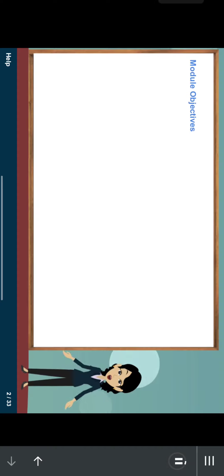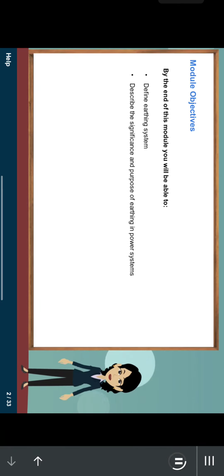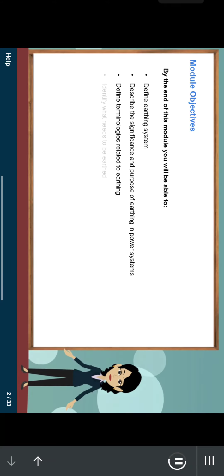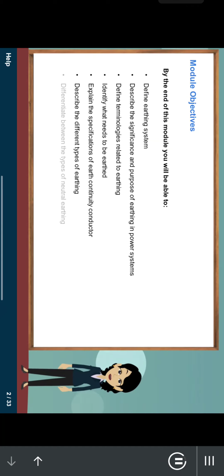Take a look at the objectives of this module. By the end of this module, you will be able to define earthing system, describe the significance and purpose of earthing in power systems, define terminologies related to earthing, identify what needs to be earthed, explain the specifications of earth continuity conductor, describe the different types of earthing, and differentiate between the types of neutral earthing.